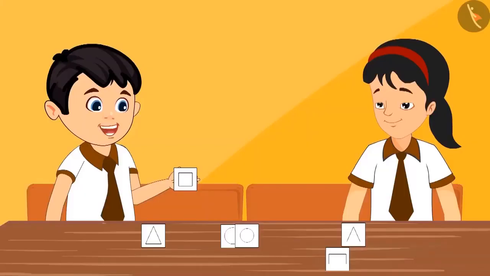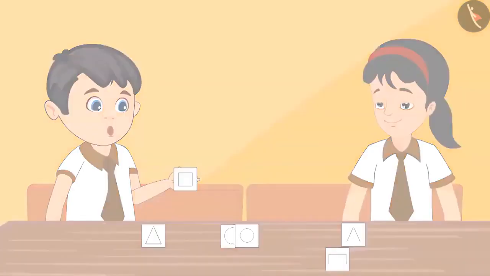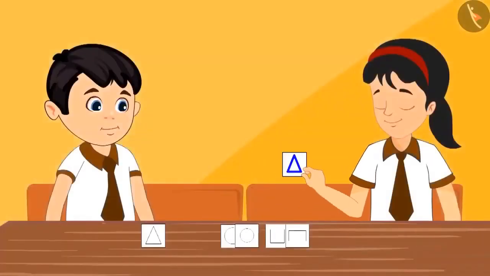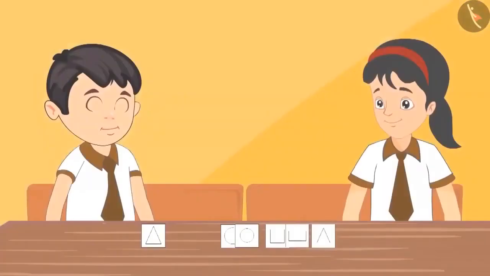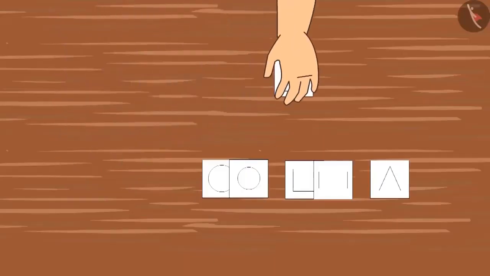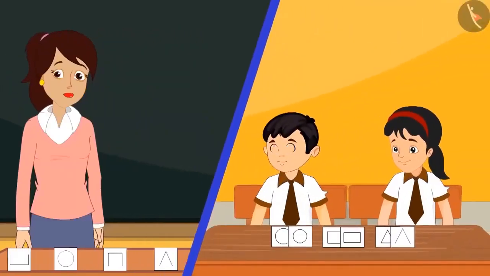Now let us get to this shape. Pinky, look, this shape is made of four lines. We can keep it aside. Yes, Chotu. And this shape is also made of four lines. We should keep it with the other four-sided shape. And now there is this shape made of three lines. Yes, Pinky. We should keep it separately. And this too. Ma'am, we have sorted all the cards by looking at their shapes.